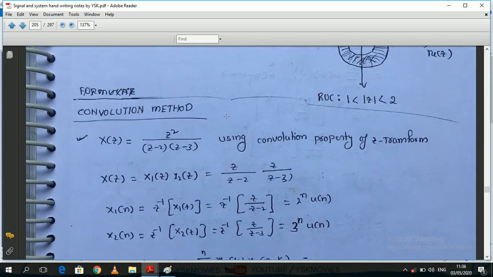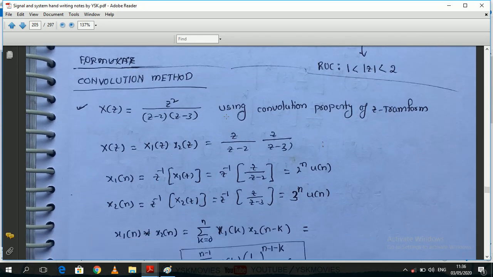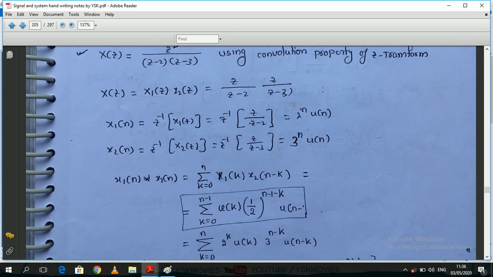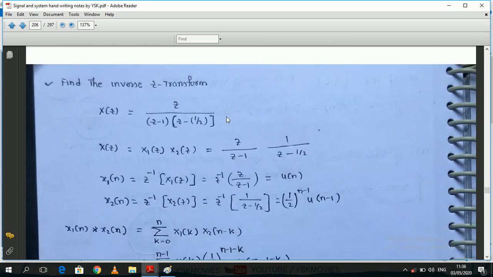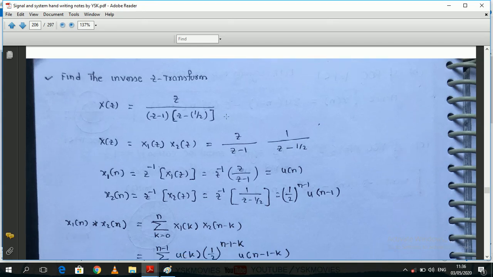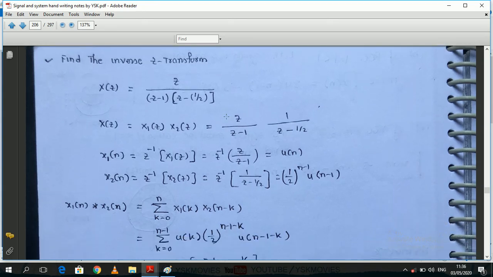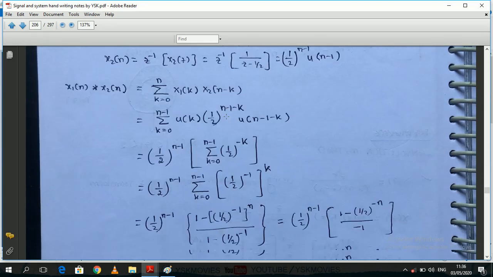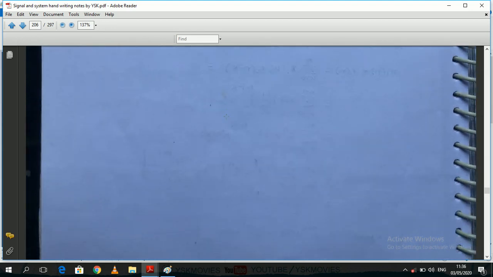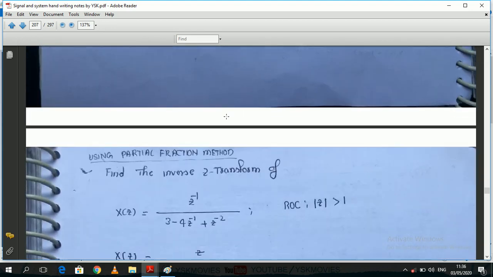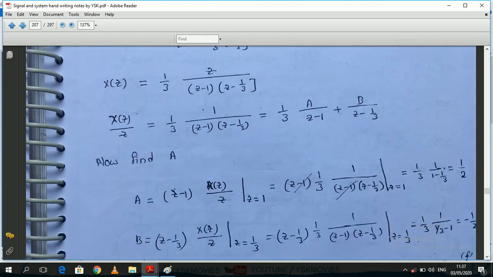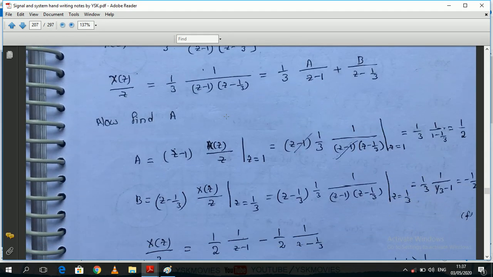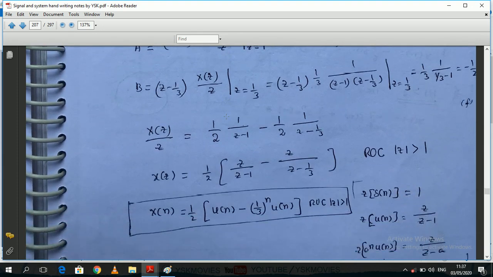I don't want to discuss the convolution method. These three methods are important. So I think you will understand. I hope you understand. There are plenty of problems, so solve them. These are the entire concepts of the Z transform. Okay, partial fraction method: solve these problems by using this. Pause it and solve it.